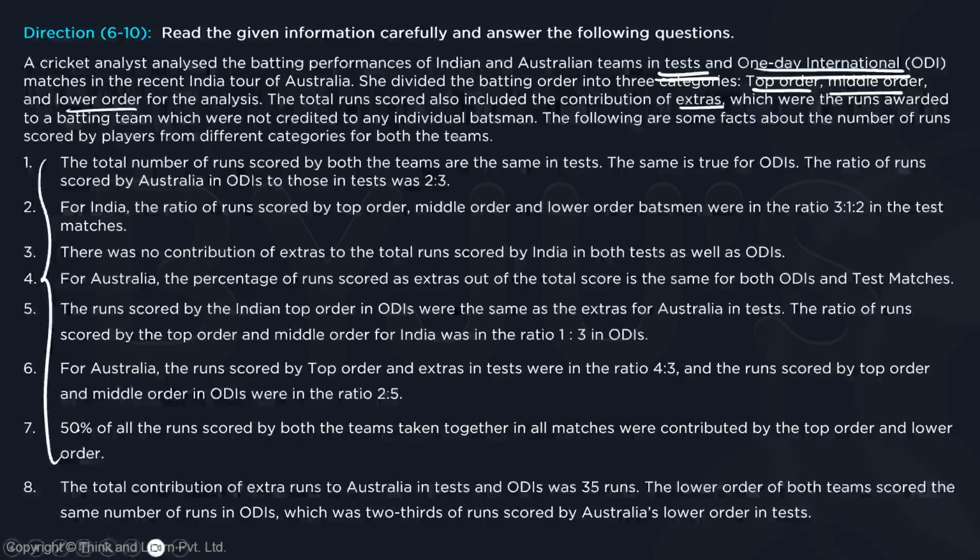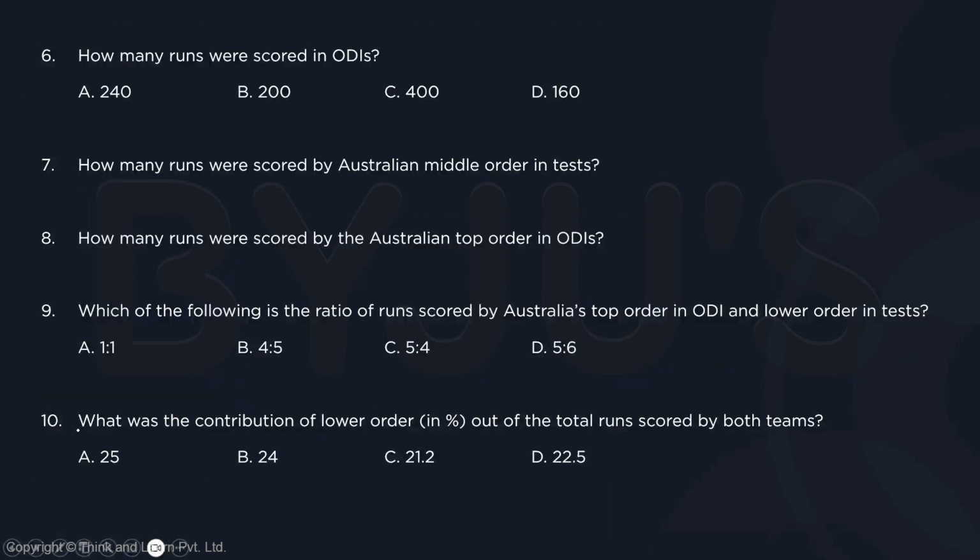Now let's look at the questions. Then according to the questions, we will think about how we should proceed. So the first question is how many runs were scored in ODIs. So it's a definite answer. 7 is theta, 8 is theta, 9 is definite, 10 is definite. So it looks like whatever table we are going to draw, it should get completely filled. Maybe one or two cells will remain empty, but whatever we are aware of right now, it should get completely filled.